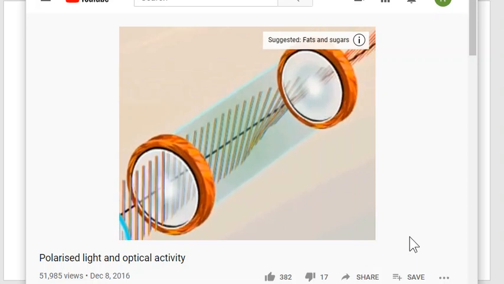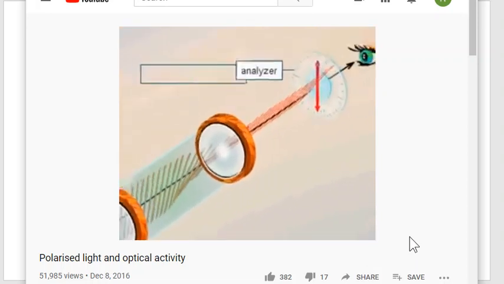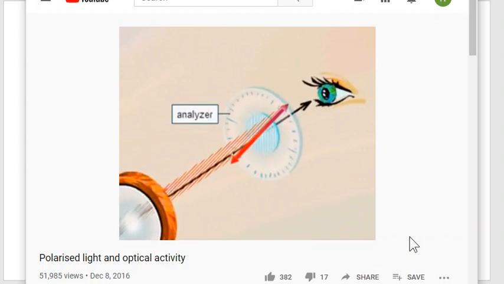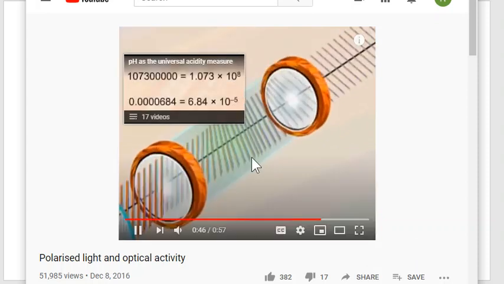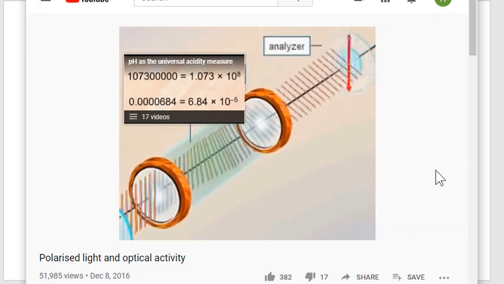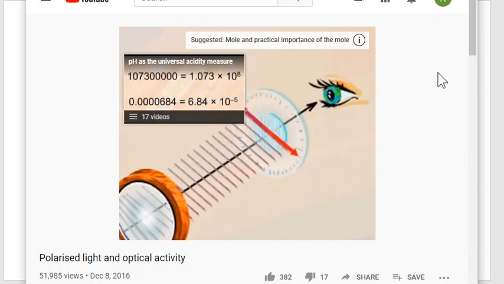Chiral compounds interact with plane polarized light, rotating its vibration plane to the left or the right. Therefore, they are referred to as optically active compounds. Two enantiomers of the same compound will rotate the plane of polarization through the same angle, but in opposite directions.